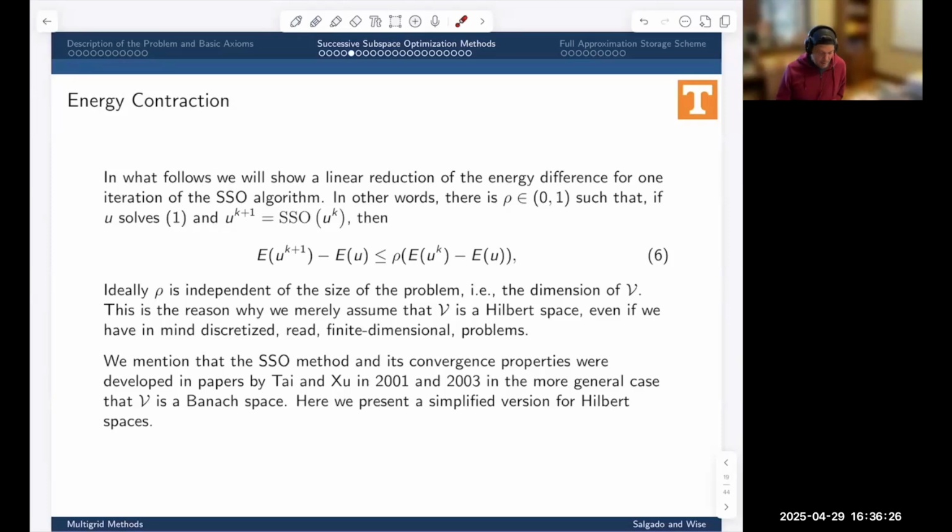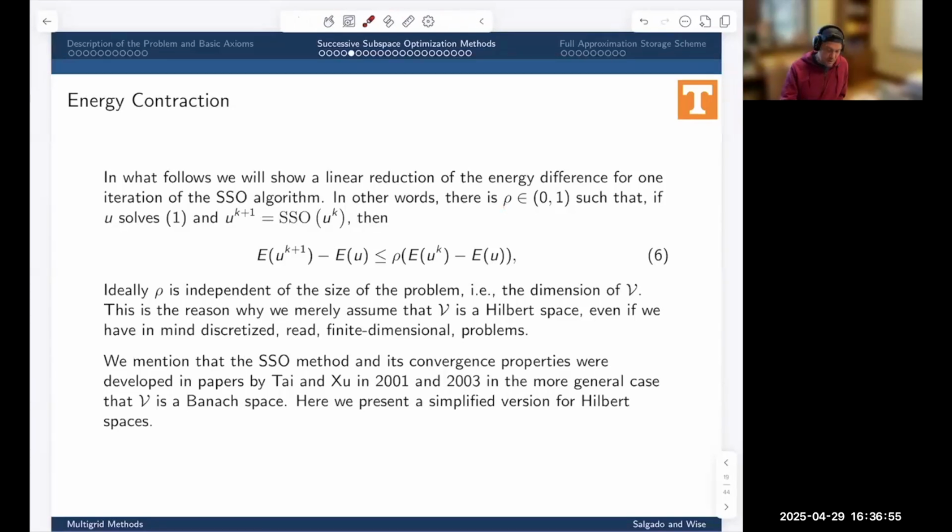last time. The basic idea of showing convergence is to try to show that we've got an energy contraction which looks like this. And where rho is independent of k and is a number which is between 0 and 1. Okay. The smaller that rho is, the faster we have convergence, okay? And what we want to find is a rho which is kind of independent.